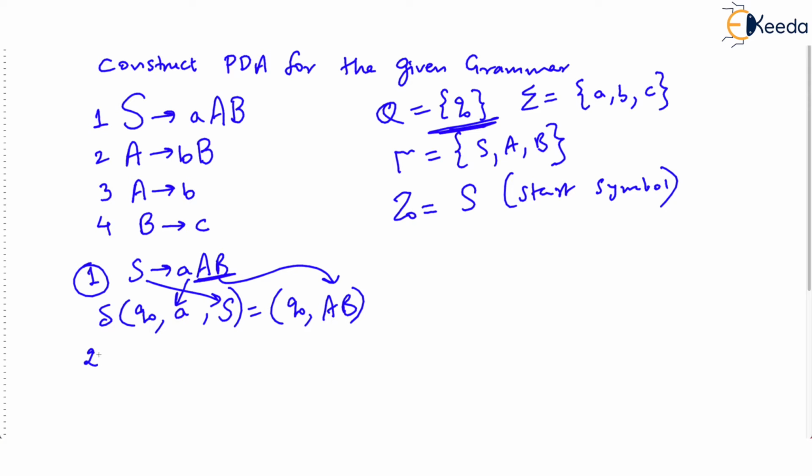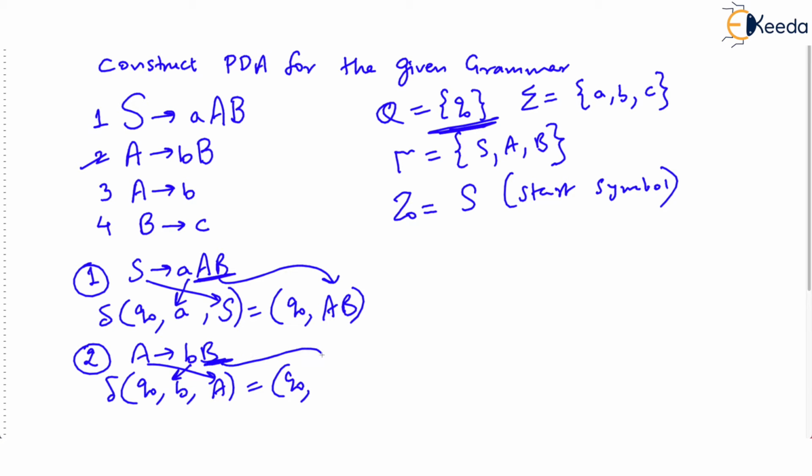And what about the second transition? Let's take the second production, A derives BB. Then in Q0 state, when machine is reading B and top is A, then machine stays in Q0 and this B will be written over here. That means A, which is on the top of the stack, will be replaced by B. A will be replaced by B, correct?